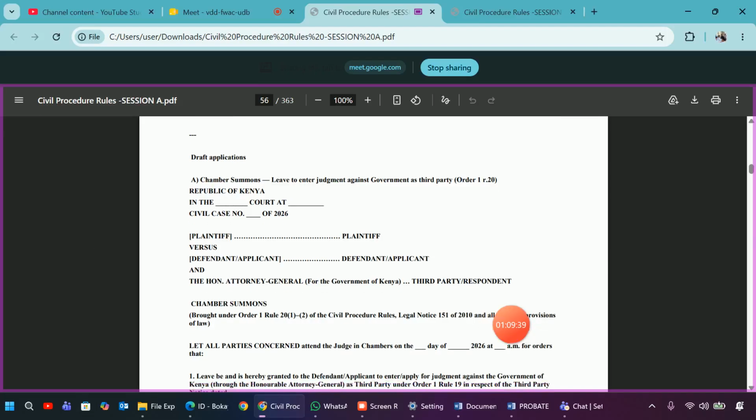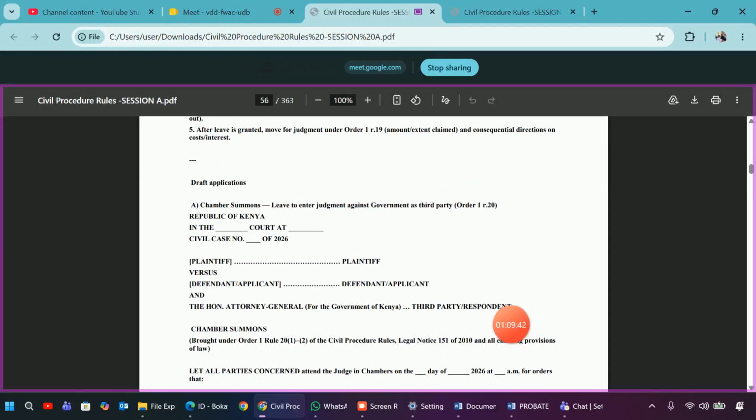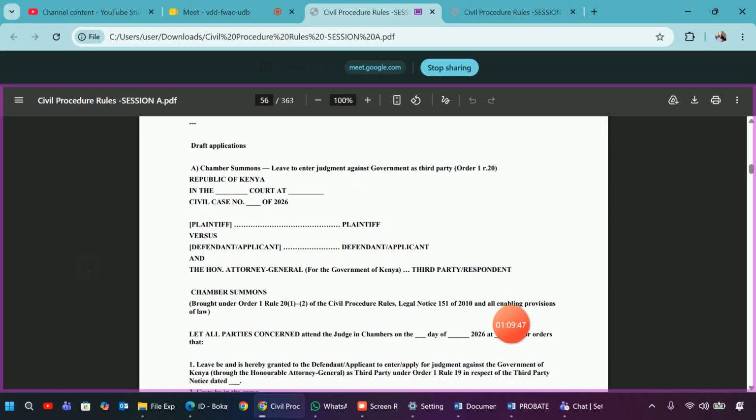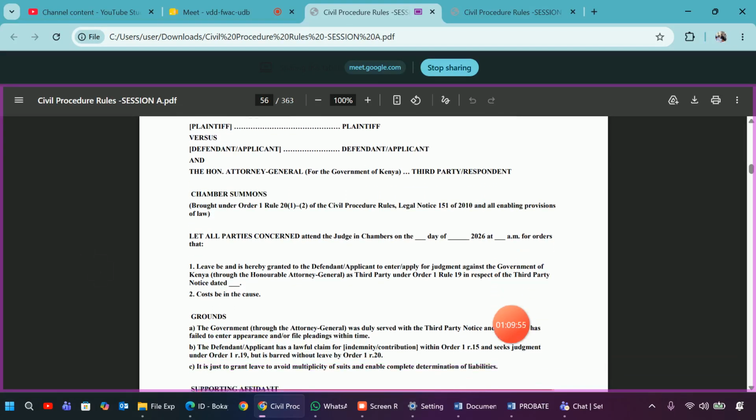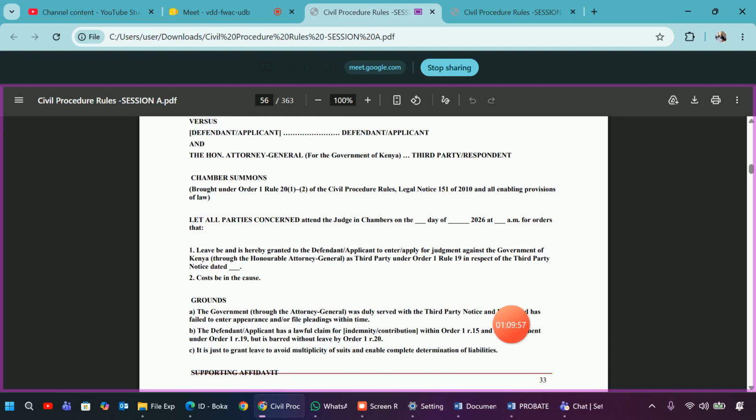Remember, for you to be able to enter judgment against the government, you need to seek leave via a chamber summons. So this chamber summons is being brought under Order 1, Rule 21 to 2 of the Civil Procedure Rules and all enabling provisions of the law. So let all parties concerned attend the judge in chambers on this date for orders that leave be and is hereby granted to the defendant or applicant to enter or to apply for judgment against the government of Kenya through the Honorable Attorney General as third party under Order 1, Rule 19 in respect of the third party notice dated this date.